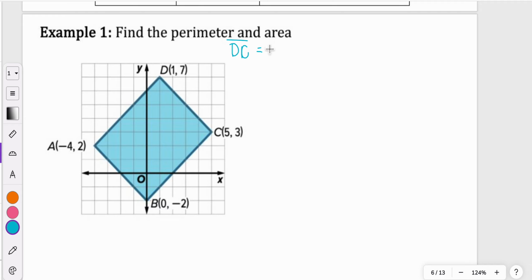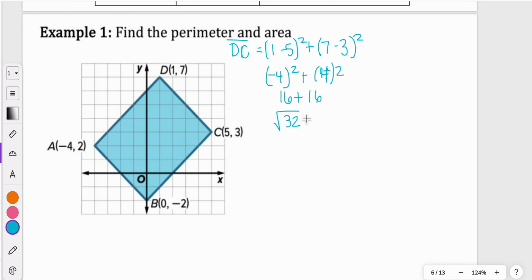I'm going to go 1 minus 5, those are my x values, plus 7 minus 3, and that'll be -4 squared plus another 4 squared, or 16 and 16, which makes 32, and the square root of 32 is going to be about 5.7. So I'm going to go and label this length as 5.7.